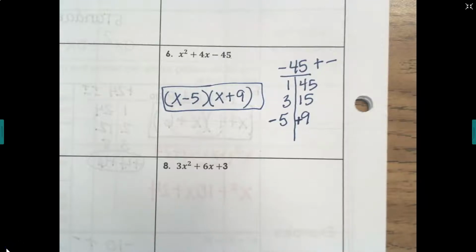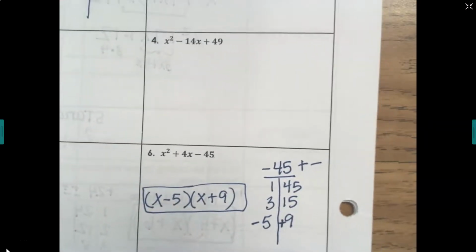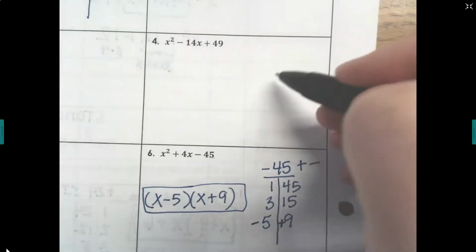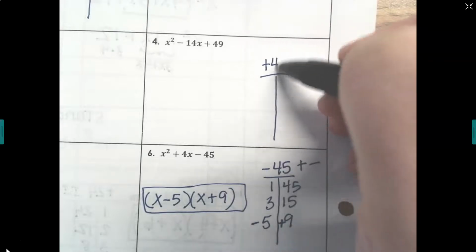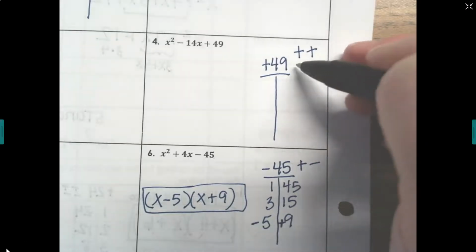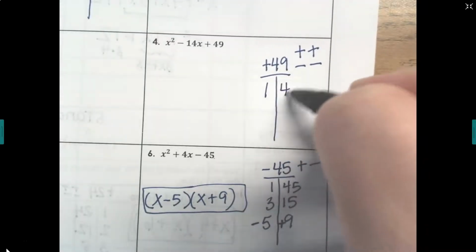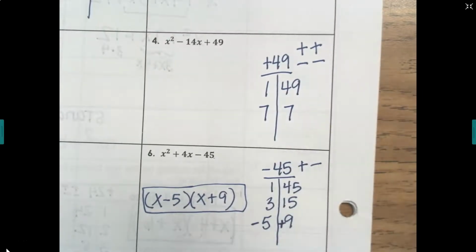All right, I want to do one more in this section, and then I want to show you something that can happen sometimes too. Let's do the one right above this, number 4. Okay, so we want to find what multiplies to 49 but adds to negative 14. So I want factors of a positive 49. So that means my signs have to be the same, either a positive times a positive or a negative times a negative. That's the only way I can get a positive number. Okay, so for 49, we have 1 times 49 or 7 times 7. It's the only way to make 49.